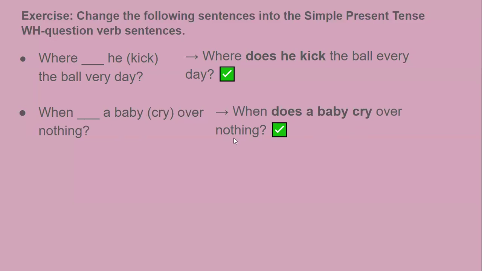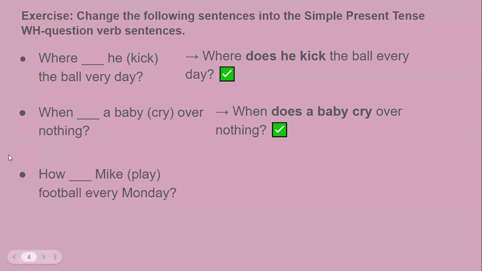The verb is left in its original infinitive form. We have used does because the subject is a he or a she. Why? Because a baby is a person. It can be a he or a she.